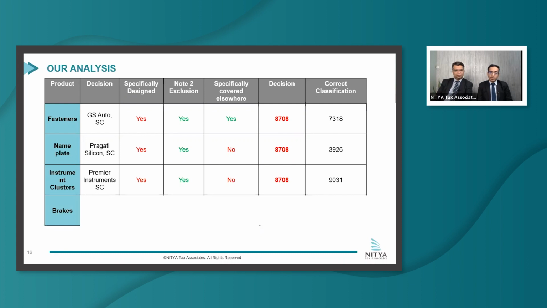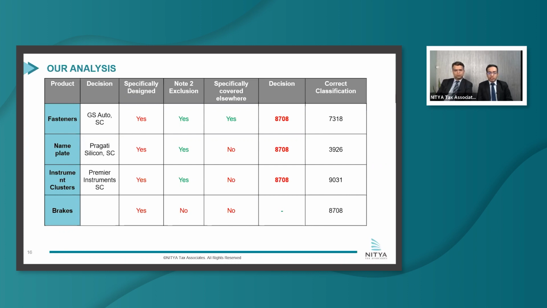So as we were discussing, there are cases that correctly lay down the principle that a product will be classified under 8708 only. For example, brakes. Brakes are specifically designed for the automobile industry. They're not specifically excluded from Note 2. And lastly, there is no specific heading governing brakes. So since these three tests are failed, classification of brakes should be 8708 only. There are some judgments classifying brake pads, etc.